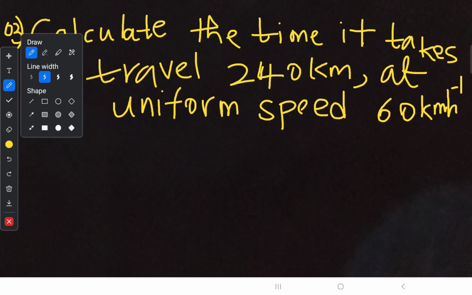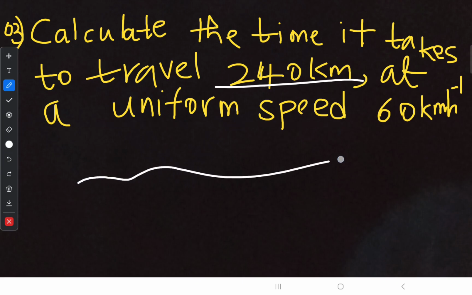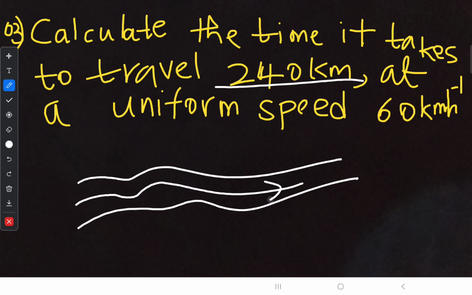Okay, let's discuss this question. Calculate the time it takes to travel 240 kilometers at a uniform speed of 60 kilometers per hour. Okay, what is this uniform speed? In our Sri Lankan roads, you know how these roads are. With a uniform speed we cannot travel. But for our calculations we cannot use changing speeds or velocities.